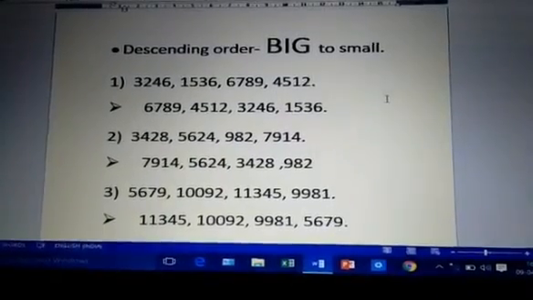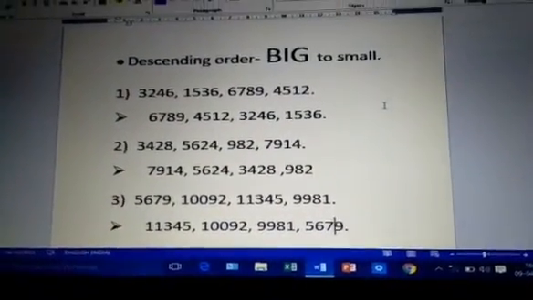Okay, let me again brief you up. Ascending order means to arrange the numbers from small to big. A for ant. Ant is very small. So we are going to arrange the numbers from small to big. And descending order means to arrange the numbers from big to small. D for dinosaur. D for descending order. So this is how you are going to arrange the numbers.